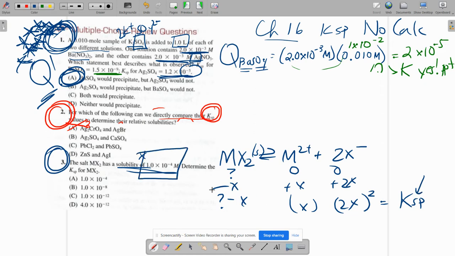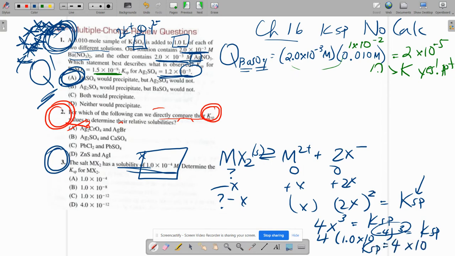So that being said, we can go ahead and collapse that together into 2 squared, 4x squared times another x, 4x cubed. Okay, and let's go ahead and math this out. So 1.0 times 10 to the minus fourth, cubed equals Ksp. 1 cubed, of course, is still 1, so it's 1 times 10 to the negative 12. Then times 4. So it looks like our Ksp value is 4 times 10 to the negative 12. Boom. Looks like our answer is D.